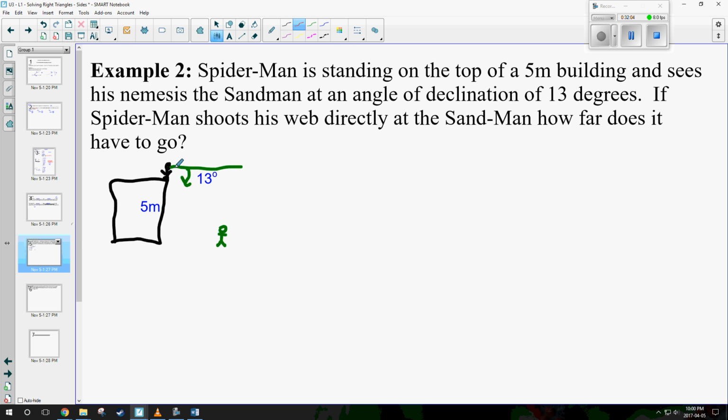Now from Spider-Man here, it says that he shoots his web directly at the Sandman. So he's shooting his web directly down at Sandman here. And it wants to know how far his web has to go. So the question is asking us for this red line here. How long does this have to travel? So we're going to label that as X because that is our unknown piece, this red line here.